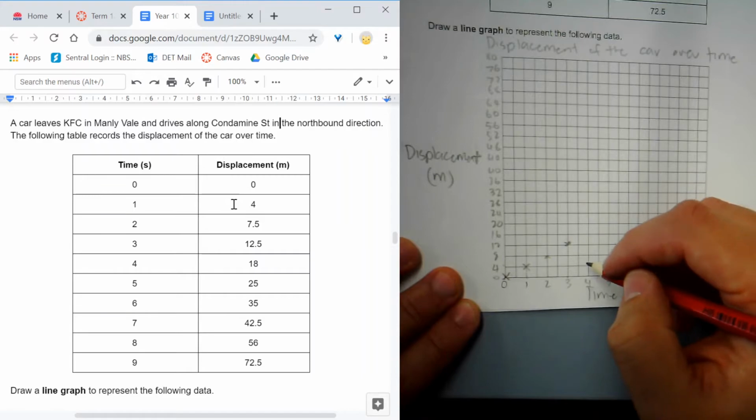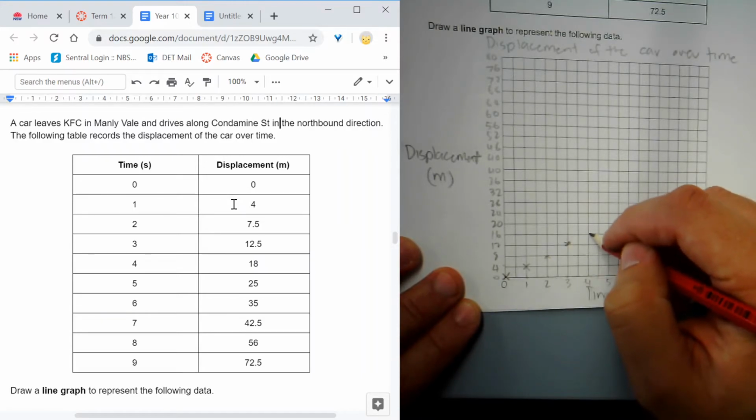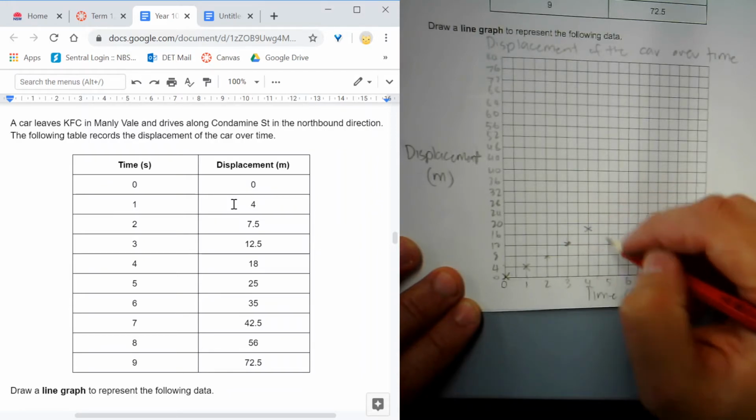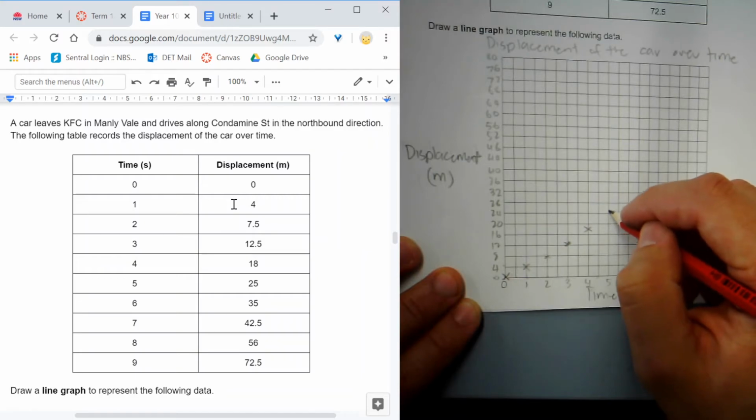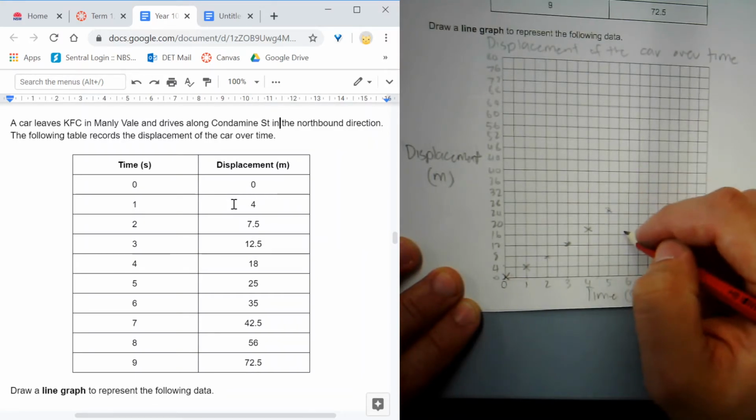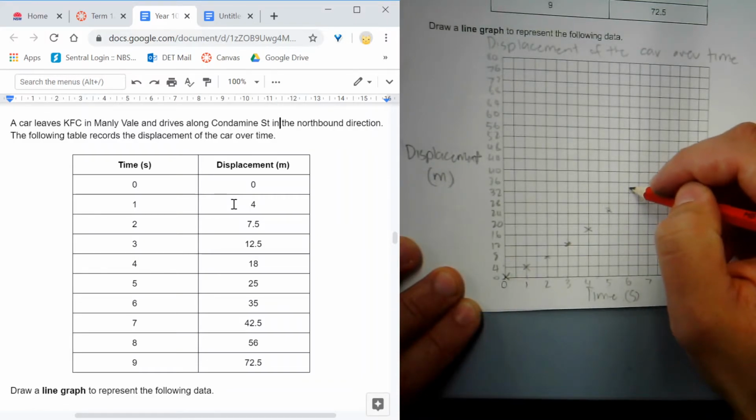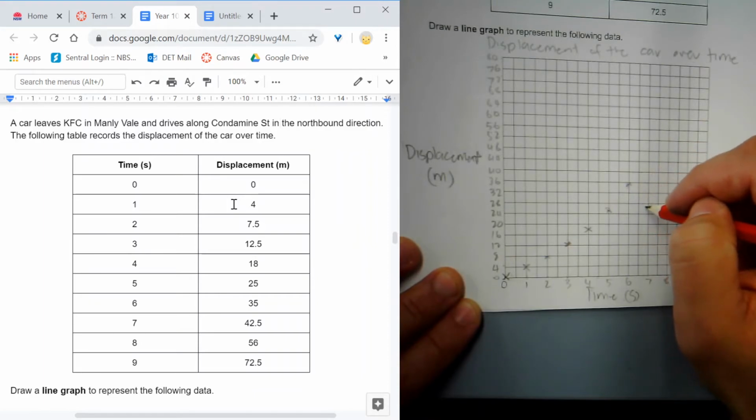If I go to 4 seconds, we need to go up to 18, same kind of deal. So 18 sits halfway between 16 and 20. After 5 seconds, it's 25 meters away. So there's 26. So 25 is going to be a quarter of the way up that square. After 6 seconds, it's going to be 35 meters away. So I'm going to follow this up. 32 and 36, 34 is in the middle. So 35 is in the middle of those two, 3/4 of the way up.